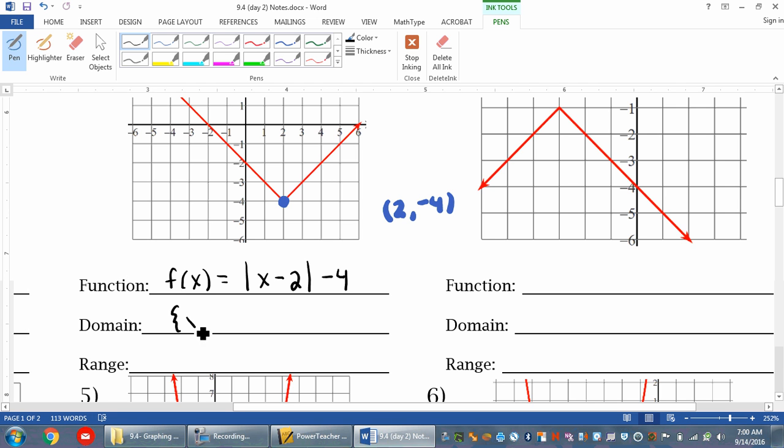Again, the domain, like always, is all real numbers for absolute values. For the range, it opens up, and the y coordinate is negative 4, so y can be greater than or equal to negative 4.